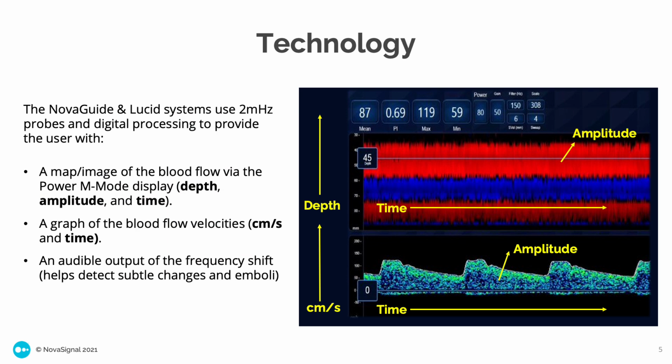The NovaGuide 2 and Lucid systems use 2 MHz probes with digital processing to provide the user with the M mode, which shows the amplitude across depth and time, a graph of the blood flow or the Doppler signal, which shows the speed over time, and it also provides the user with an audible output of the frequency shift, which helps detect subtle changes and embolic events.